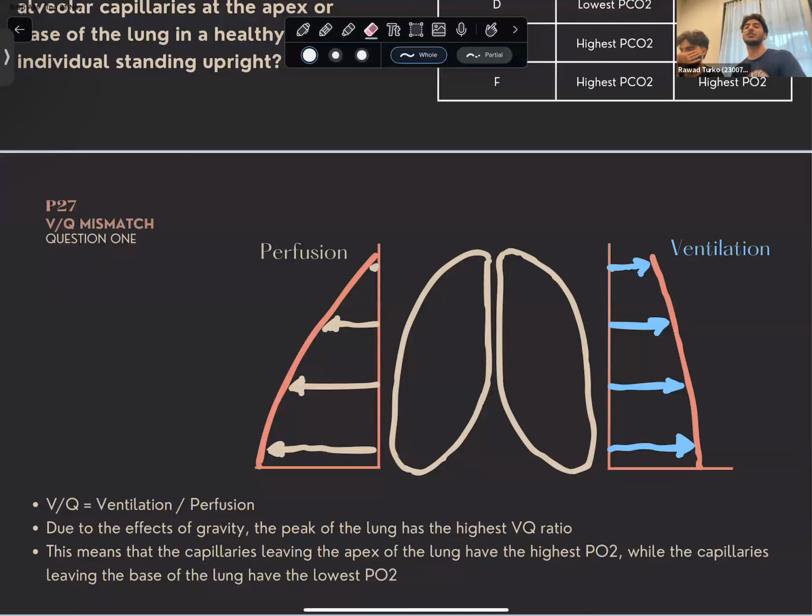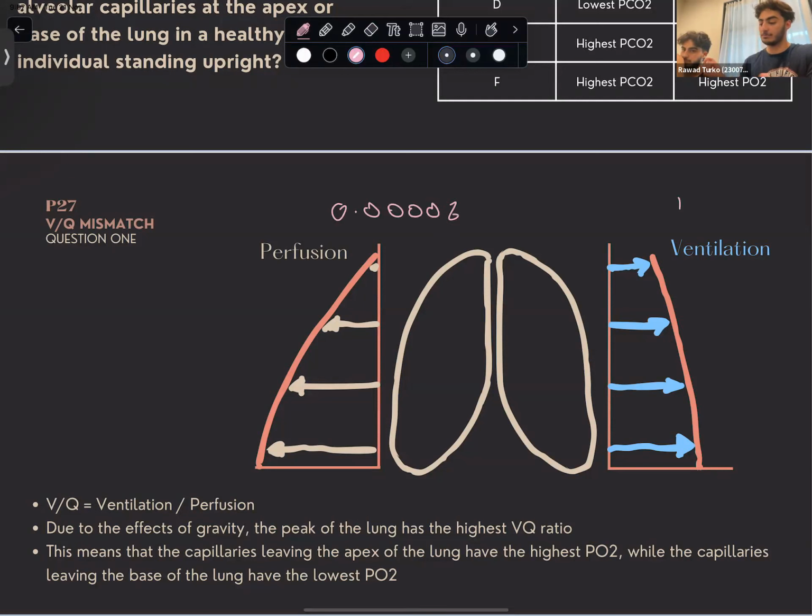We're looking at the ventilation and the perfusion together. Okay, so we're looking at the ratio. The ratio, although the ventilation is higher at the base and perfusion is higher at the base, the ratio is highest at the apex, because if you look how small the perfusion is when compared to the ventilation. The ratio, so let's say, for example, ventilation up here is 1, and perfusion is 0.00006. That's your ratio at the top.